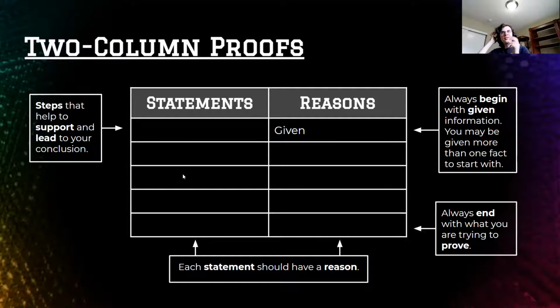On the left, we put statements, the steps that help to support and lead to our conclusion. So if I want to prove it's impossible for anyone to say it, I need to prove it's impossible for each person to say it. And luckily, I can break down everyone into one of two categories, knights or knaves, right?